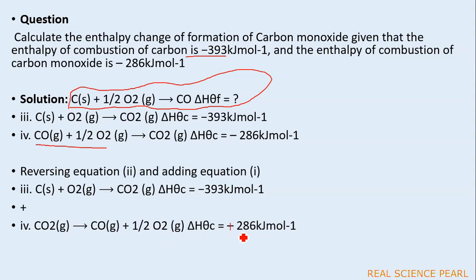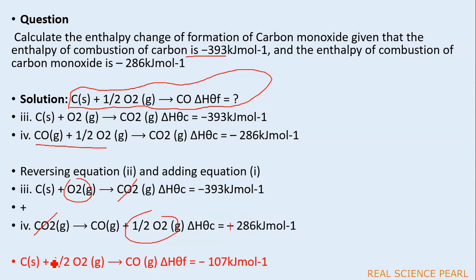Now this one, carbon is required as a reactant, we are just going to add them. So when I reverse, you can see that this carbon dioxide will be able to cancel out with this carbon dioxide, and this half oxygen, we shall remain with a half oxygen in this case, and it's going to give us this equation where I'm having carbon plus a half oxygen, and enthalpy formation is negative 107.